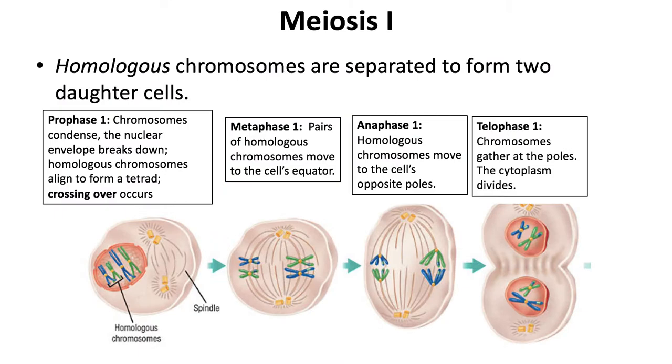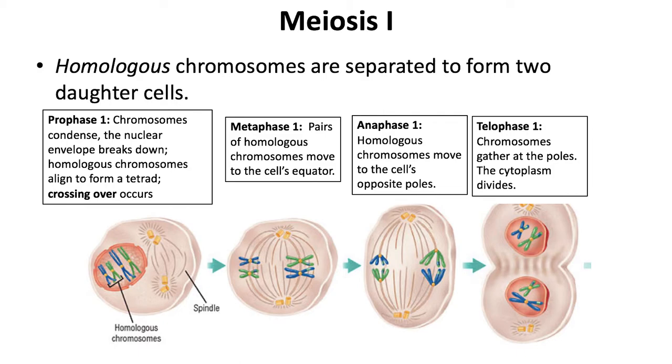So here is the first part of meiosis. There are 2 parts of meiosis. In meiosis 1, we're going to split a cell one time into 2 daughter cells. And in meiosis 2, we're going to split one more time so that we end up with 4 daughter cells. So in meiosis 1, homologous chromosomes are separated to form 2 daughter cells.